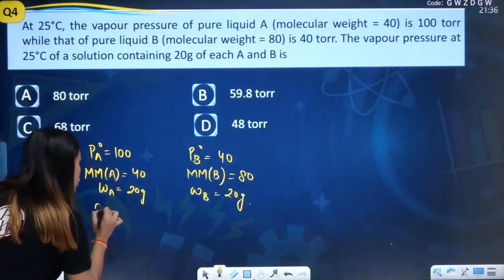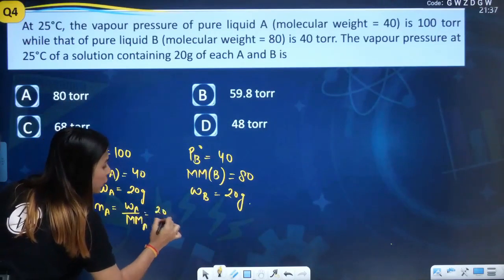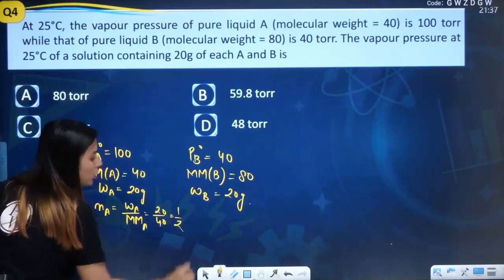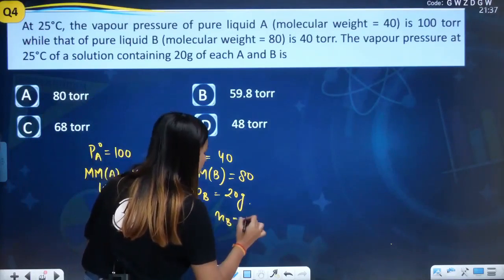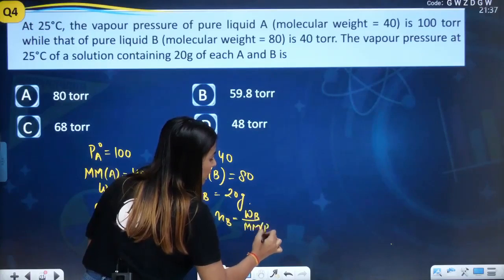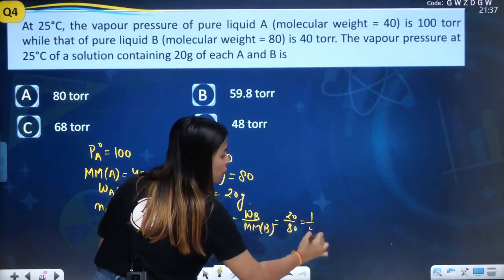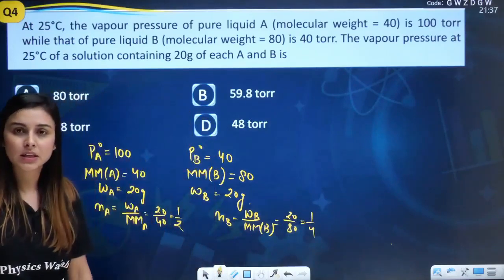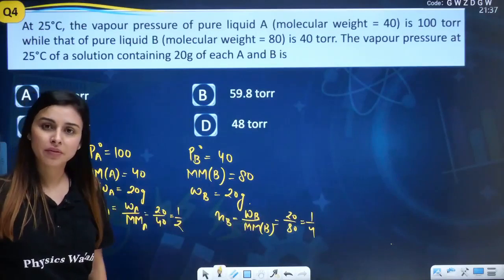Yes, ma'am. Moles of A will be equal to given mass of A upon molar mass of A, which will be equal to 20 upon 40, which is equal to 1 upon 2. Similarly, you can calculate the moles of B, which will be equal to given mass of B upon molar mass of B, which will be equal to 20 upon 80, which is equal to 1 upon 4, right? Yes, perfect. This is how you calculate moles of A and moles of B.